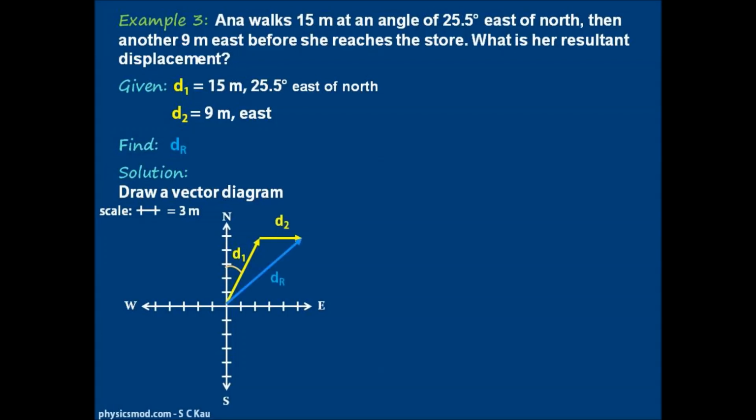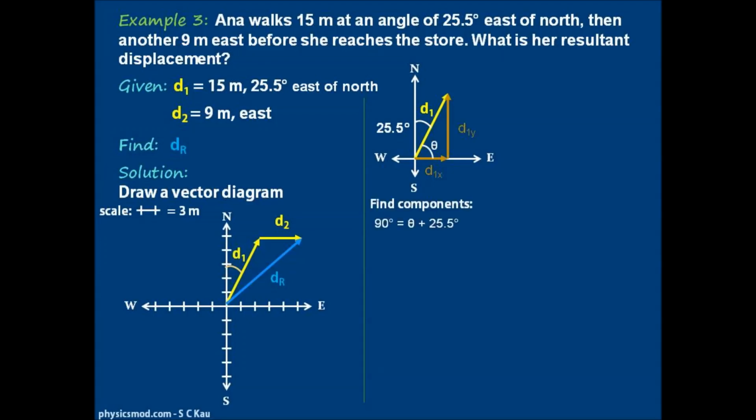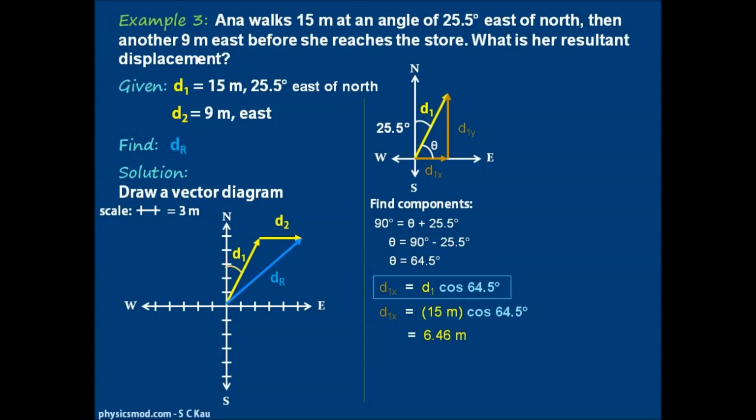Now solve the displacements d1 and d2 separately. Let's have d1, which is 25.5 degrees east of north. d1 has x and y components d1x and d1y. The angle theta is obtained by subtracting 25.5 from 90 degrees. Now we can solve for d1x and d1y.